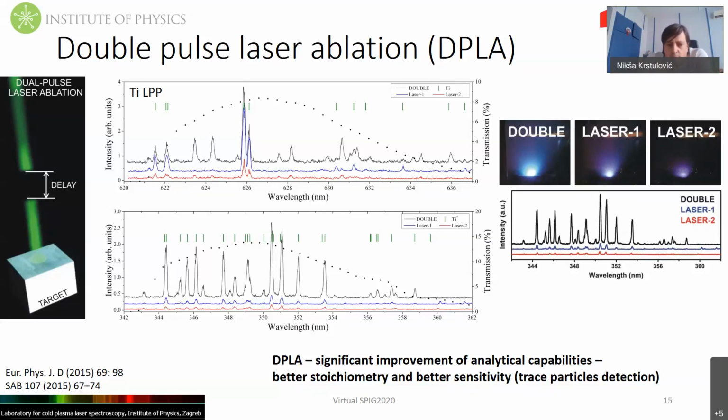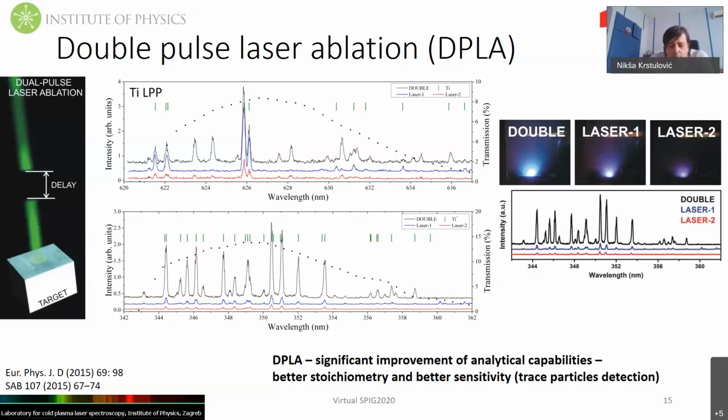The time delay should be optimized because for very short time delays, the second pulse is screened by the first created plasma, so there is no effect. And for very long times, the target which is preheated by the first pulse has cooled down. So at optimal time delay, the screening is minimized, and the ablation threshold for the second pulse is decreased. So the ablation rate is then much higher, and by this we can do some enhanced analysis of the materials.